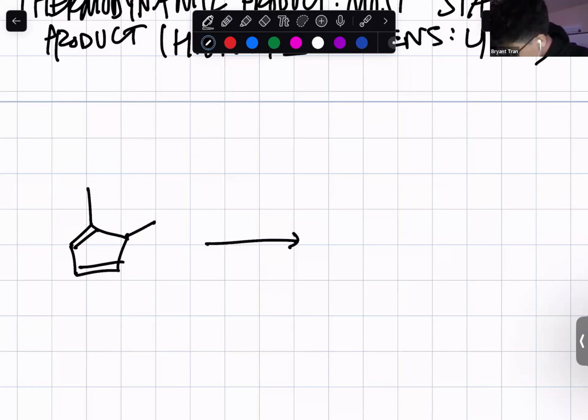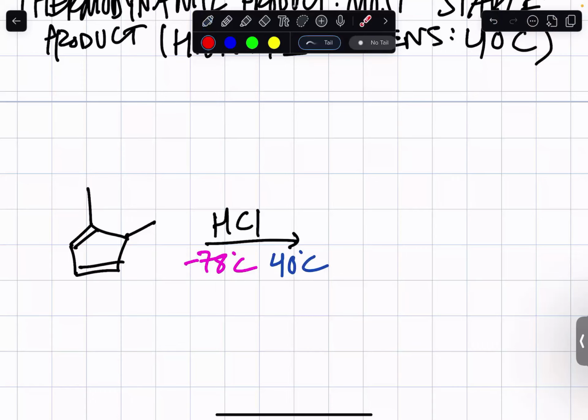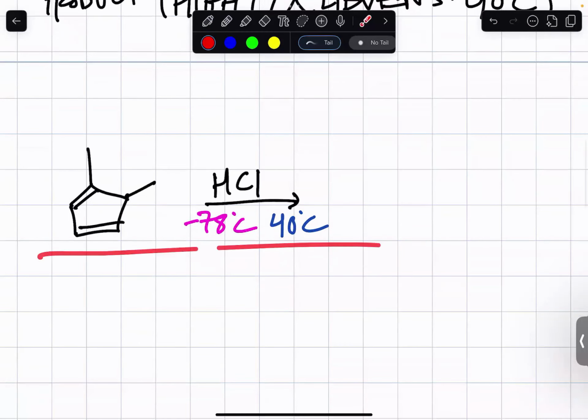Okay. And let's say this is HCl. Draw both the kinetic product at negative 78 degrees Celsius and the thermodynamic product at 40 degrees Celsius. Right. Okay. For this one here.